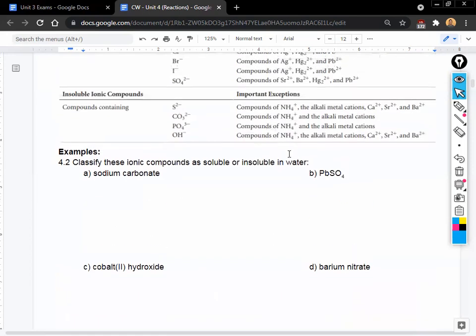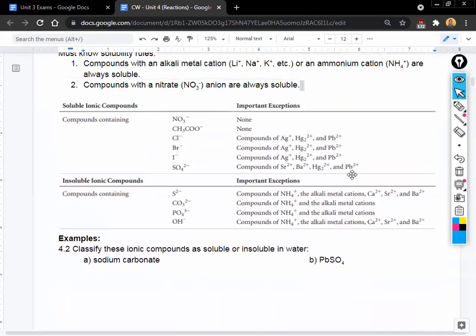Let's start with sodium carbonate. I have the rules up here just so you guys can take a look, but obviously for the bottom ones, I won't be able to show them. For sodium carbonate, who thinks it's soluble? It dissolves in water. Who thinks it's insoluble? It does not dissolve in water. Wow, you guys are so smart. See, this is why I have hope in all of you, except the ones I don't.